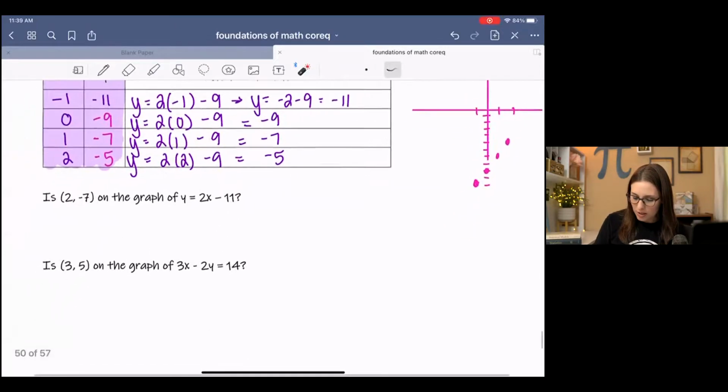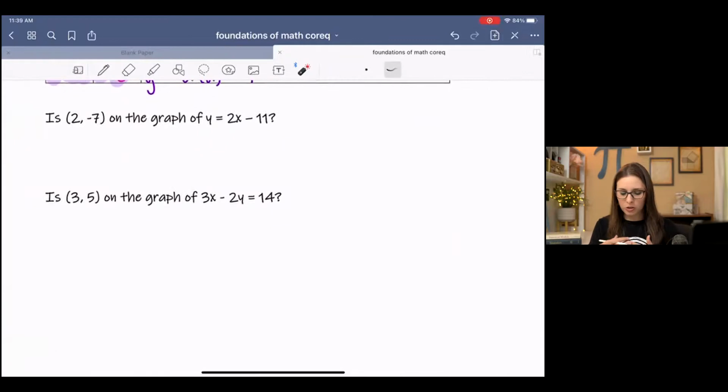All right, so let's use that idea to answer these next two questions. Is 2, -7 on the graph of y equals 2x minus 11? Now, there's several ways you can approach this, but the easiest way is to use substitution. If this represents x and this represents y, and they gave me an equation with x and y in it, then all you have to do is substitute it in. And if it comes out to be a true statement, then yes, that point is on the line. If it comes out to be a false statement, then no, it's not.